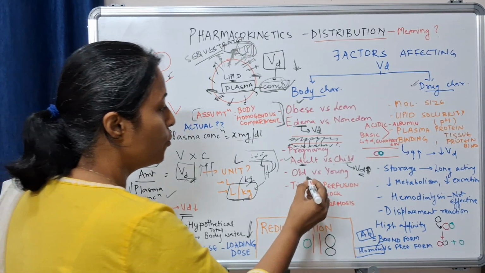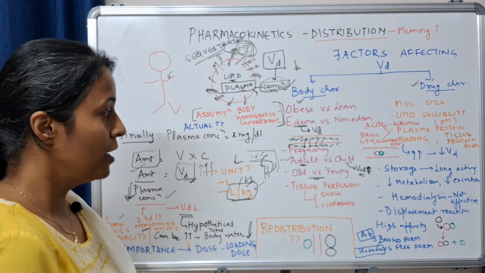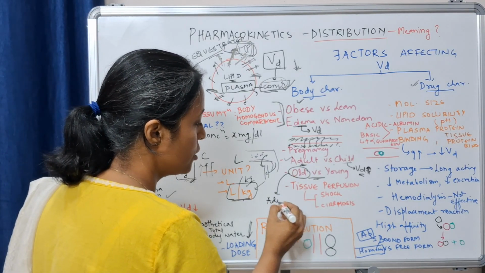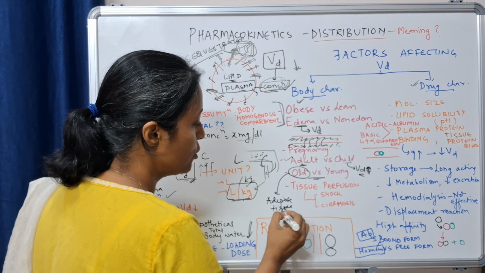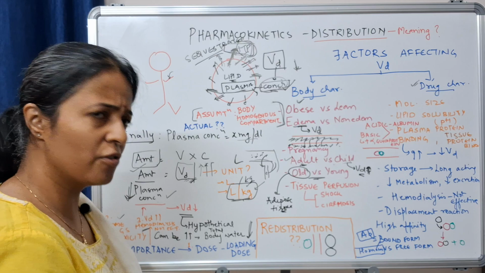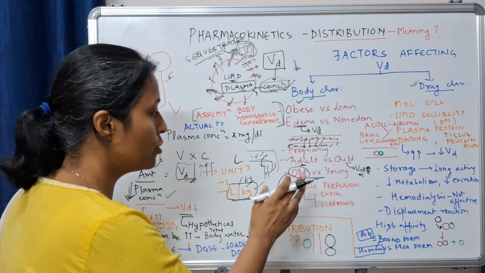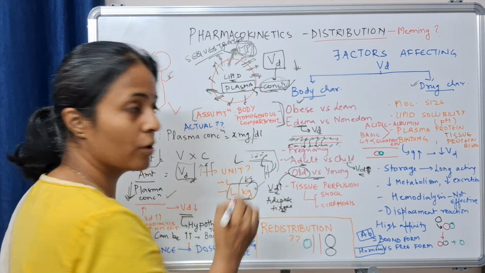Then coming to old versus young, in whom will the drug distribution be more? In old it will be more, because in old, adipose tissue is much more. And drug distribution is much more in adipose tissue. Generally, for most of the drugs, it is much more for adipose tissue. So adipose tissue more means for old, volume of distribution will be more, right?